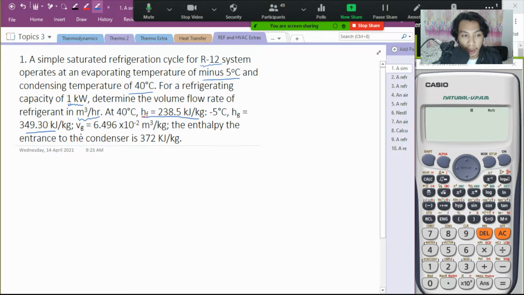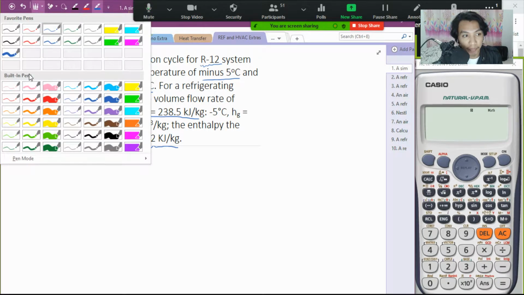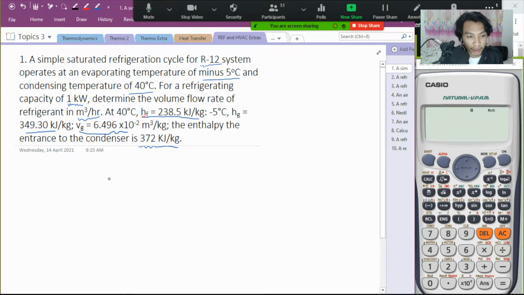Now, yung kanyang specific volume at that state is at 6.496 times 10 to the negative 2 cubic meter per kilogram. So, you are given ng specific volume. Ibig sabihin, that is volume per mass. Now, the enthalpy at the entrance to the condenser coming from your compressor, that is 372 kilojoule per kilogram. So, let us take a look at the graph. Pwede natin ito i-graph eh. Graph natin siya.